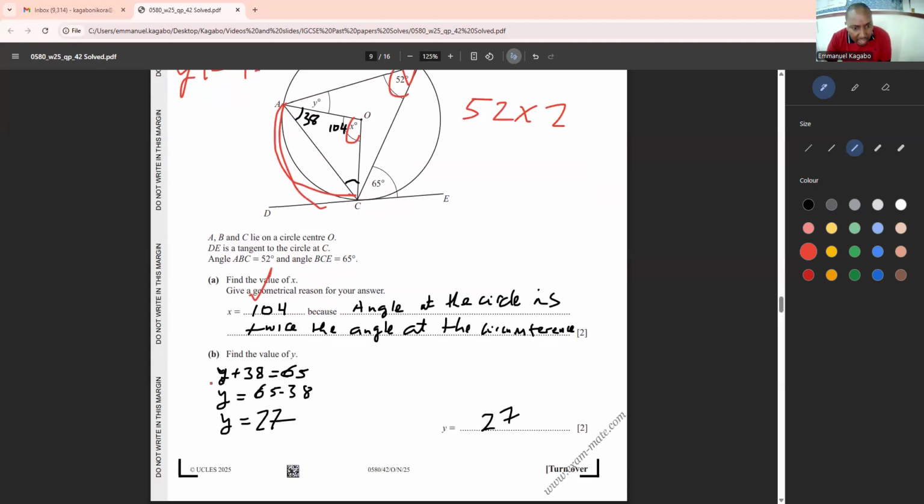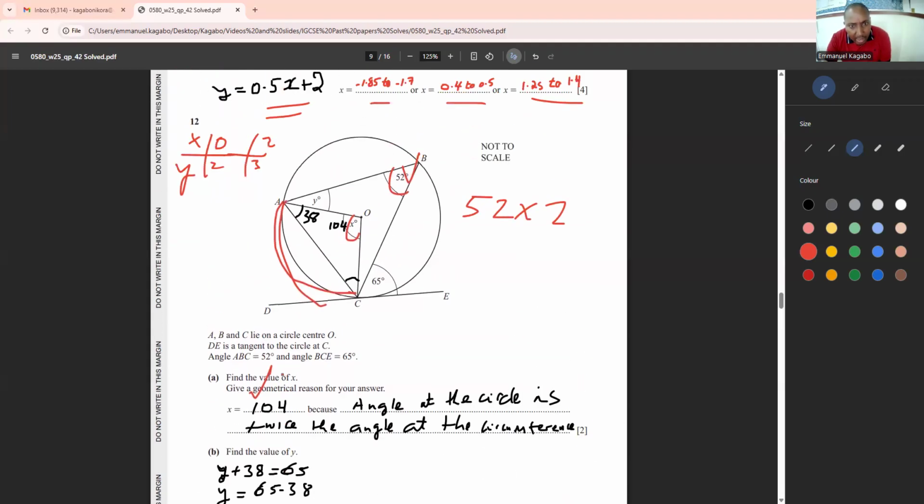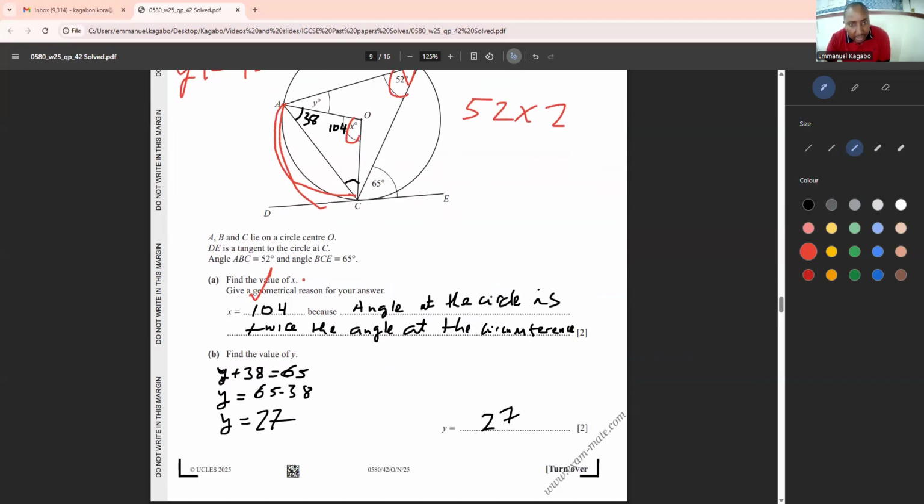Now, the next question, what did they say? Find the value of y. Where is y? Oh, y is here. Okay. There are very many ways to do the question. I can just simply say angles in the opposite alternate are equal. So meaning this one is going to be the same as that. So which will give you this, and then when you subtract together.